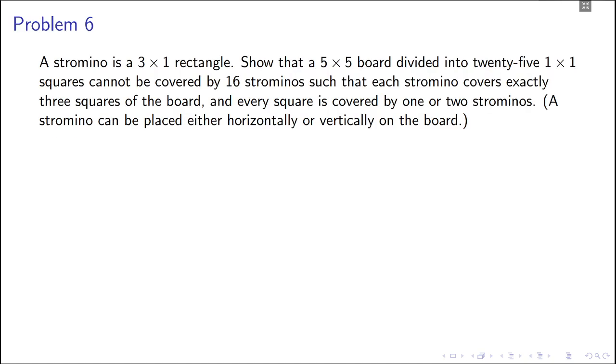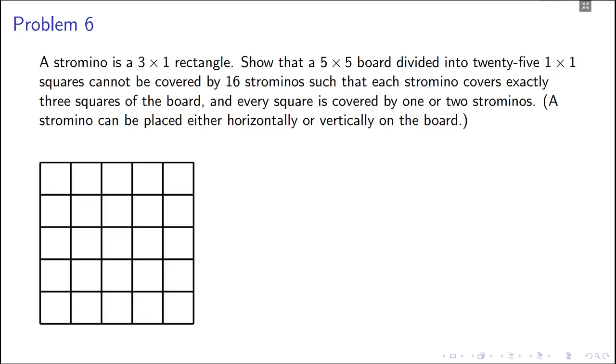Okay, so this is the last problem. There is a 5 by 5 board, and there are rectangles which they call strominos of 3 by 1 size, and you have to cover this board. You have 16 of them, and every square is covered by 1 or 2 strominos. You put them either horizontally or vertically, and each stromino covers exactly 3 squares. So you have to tile it with 3 by 1 rectangles properly.